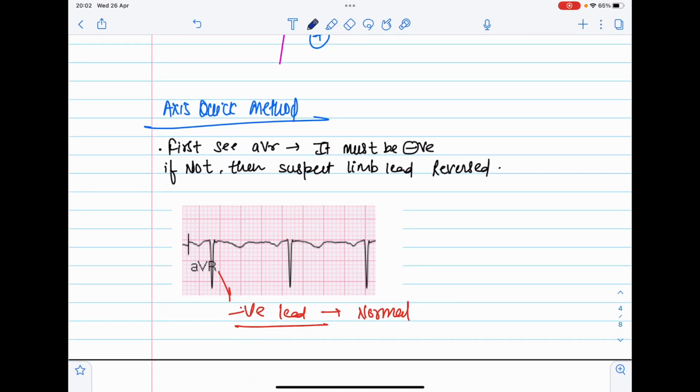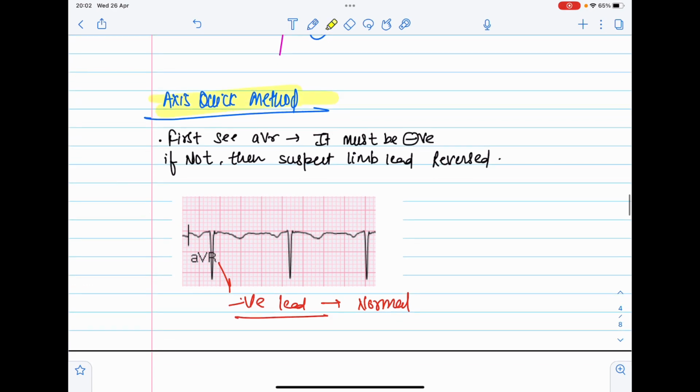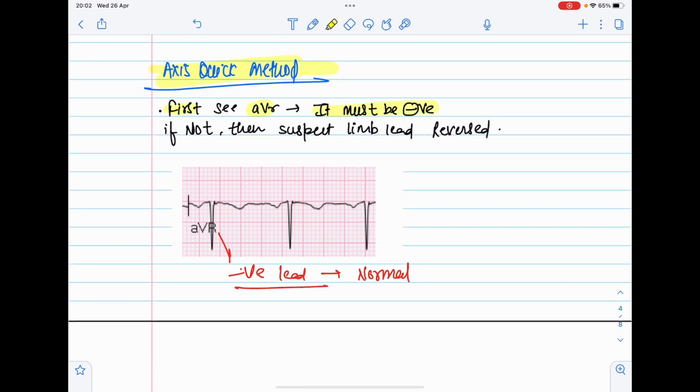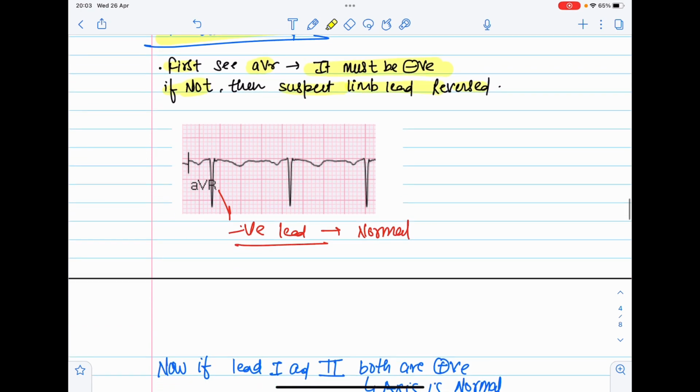In this, 95% or 98% of the time, this quick method will work. First of all, just see AVR. This is the AVR, and it must be negative. Always and always it must be negative. If it is not negative, then suspect that a limb lead is reversed, someone kept it the wrong way. So here we can see this AVR wave. It is negative. So yes, it is normal.